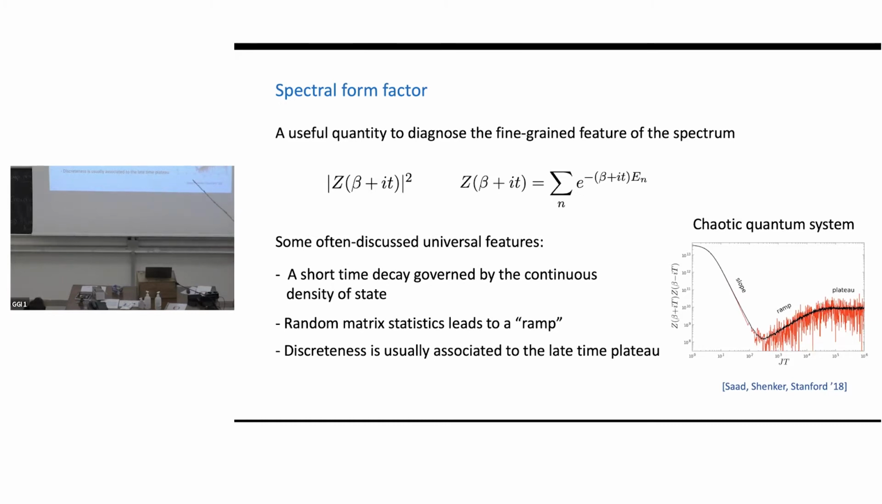But the spectral form factor doesn't decay forever. At some point, it starts to turn over and increase linearly, at least in chaotic quantum systems. The linear increase in the spectral form factor is governed by the random matrix statistics in the underlying spectrum. And the discreteness of the spectrum is usually associated with the late time behavior of the spectral form factor, which asymptotes to a constant value that is called the plateau.